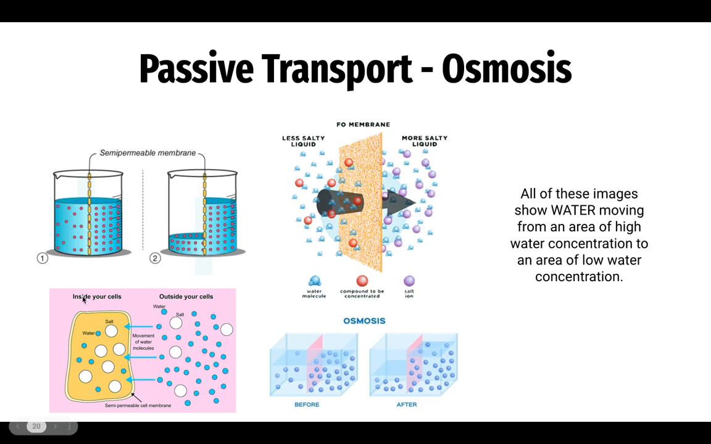Okay, and then this one we have inside your cells, outside your cells. We have water that's going to be moving in because there's more salt here. Salt sucks up the water towards it. Okay, so this is when we have water moving from an area of high water concentration to low water concentration, which also means that it's moving from where we have a lower solute to a higher solute concentration. Always going to go towards more salt or more sugar.